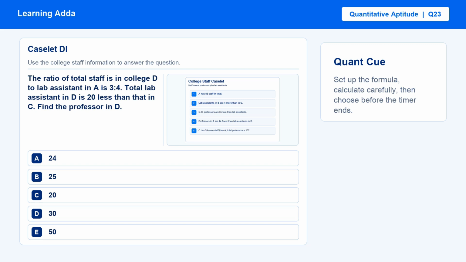Question 23. The ratio of total staff in college D to lab assistants in A is 3 to 4. Total lab assistants in D is 20 less than that in C. Find the professors in D. Option A, 24. Option B, 25. Option C, 20. Option D, 30. Option E, 50. The timer starts now.